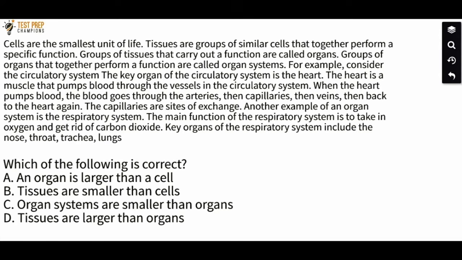Groups of tissues that carry out a function are called organs. Groups of organs that together perform a function are called organ systems. For example, consider the circulatory system. The key organ of the circulatory system is the heart.